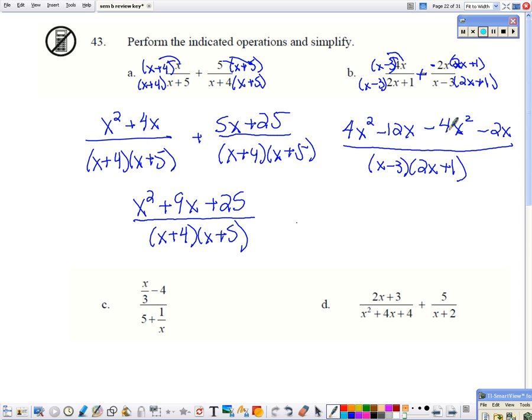4x squared minus 4x squared is 0. Negative 12x minus 2x is negative 14x. And that's my answer.